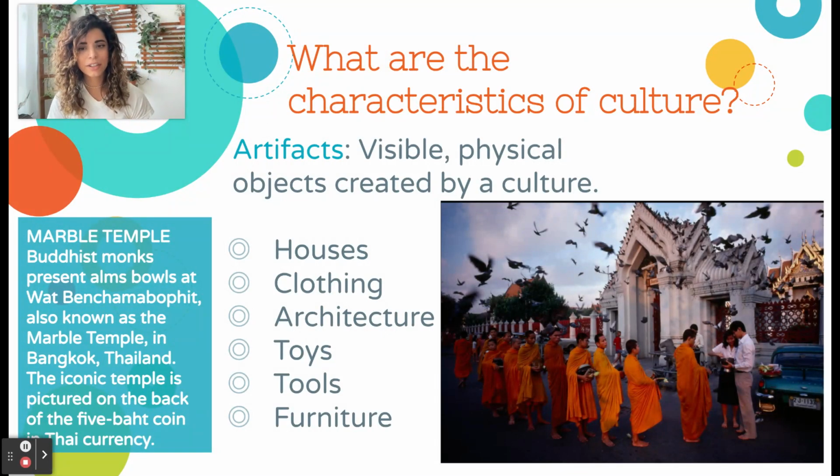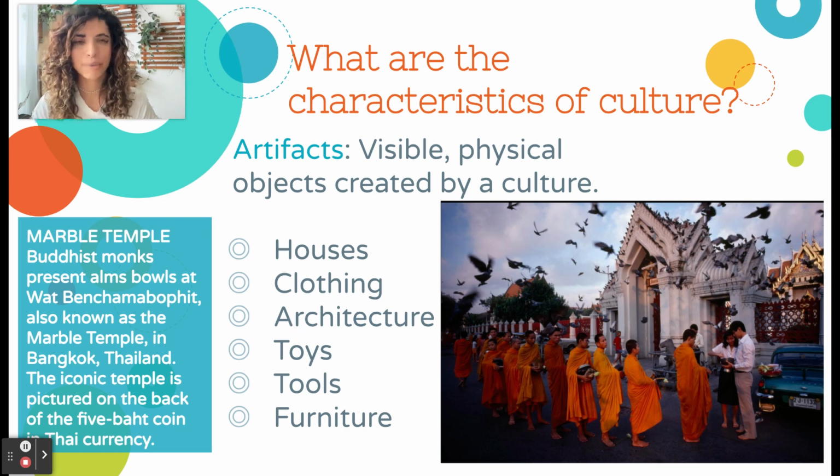Artifacts are the visible physical objects created by a culture. These are things you could see. These are things you can touch. These are apparent to the eye. It can include things like houses, the way people dress, architecture, and the way buildings or spaces are designed, children's toys as well, tools that that group or society might use, furniture, anything that is visible and a physical object.